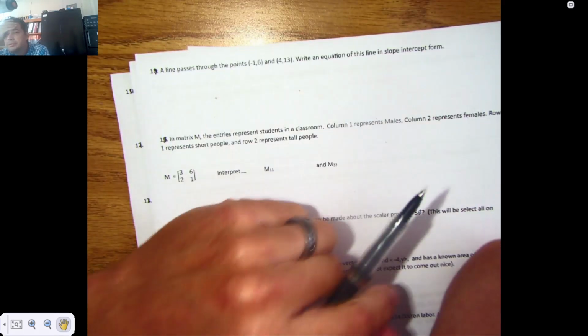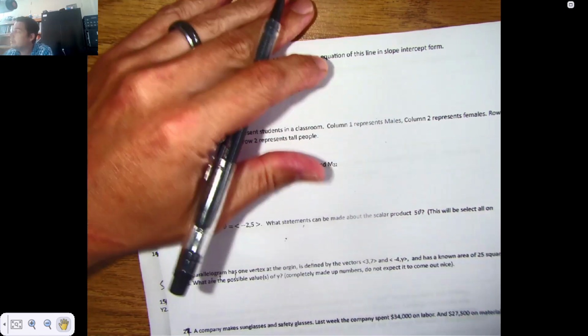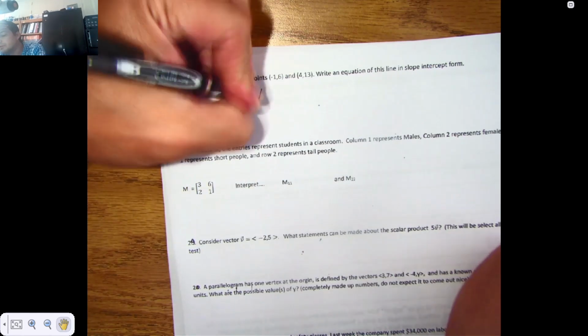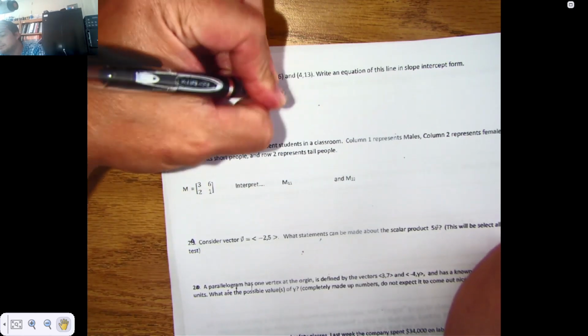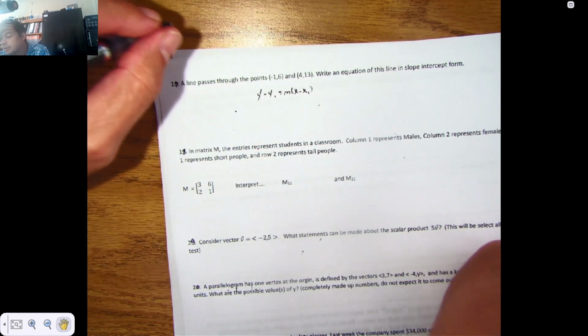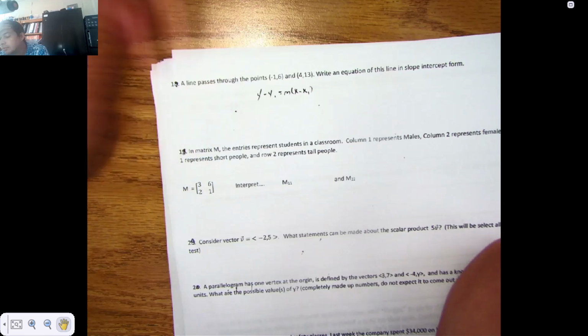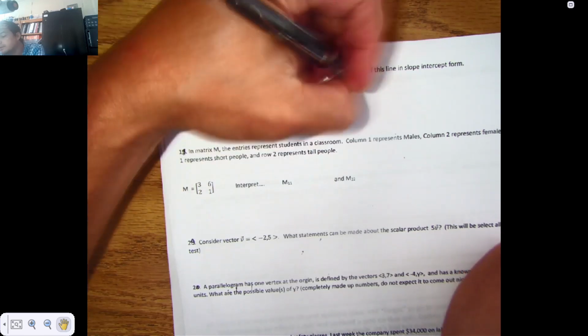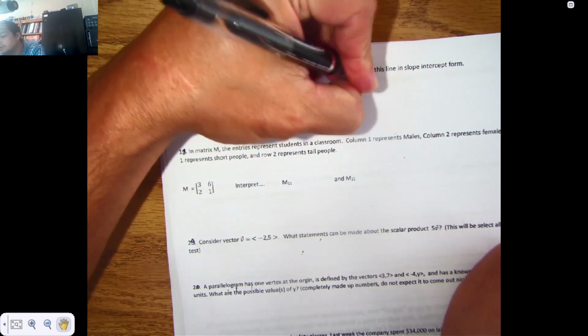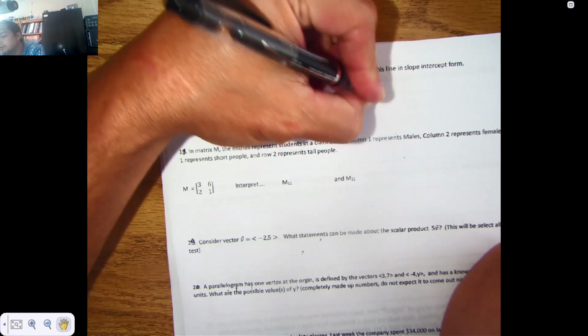A line passes through the points (-1, 6) and (4, 13). Write an equation of this line in slope-intercept form. You're going to need point-slope form: y minus y1 is m times x minus x1. That's what you need to do it with. And then I just plug in some stuff. I've got to find the slope, being y2 minus y1 over x2 minus x1.